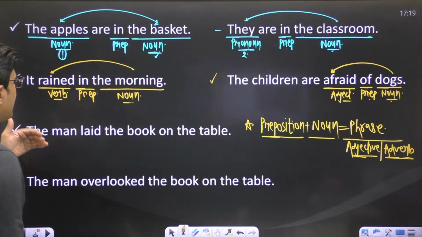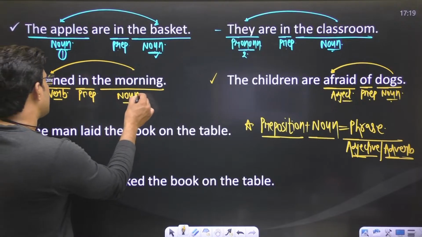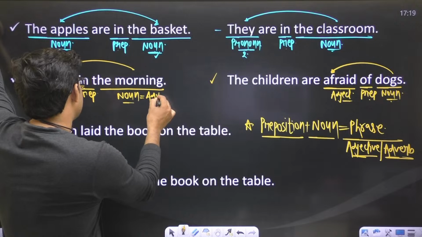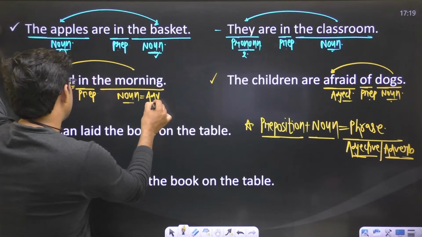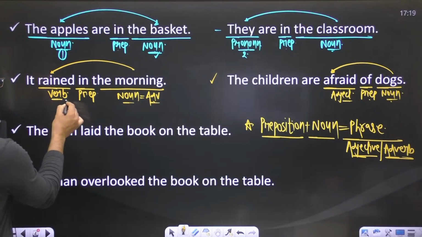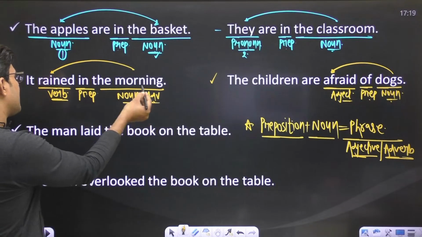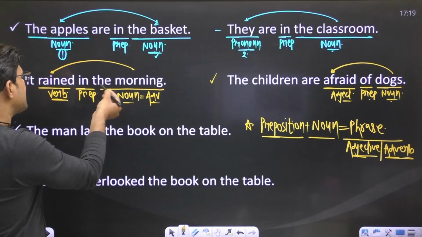Okay, for example, here this word preposition plus noun, this one is what? Phrase. And this phrase is what? This phrase is an adverb now, and this adverb is going to qualify the transitive verb rained, right? So in the morning is what? In the morning is an adverb.